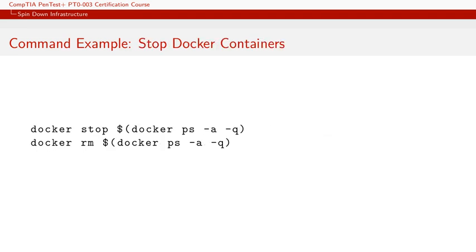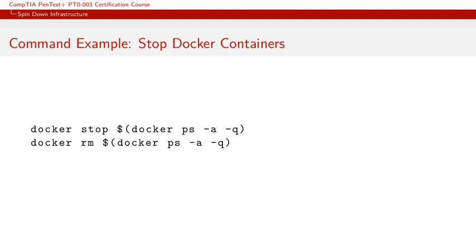Now let's look at stopping Docker containers. This is a key step when spinning down infrastructure to ensure that no unnecessary resources are running and incurring costs. The example commands provided are docker stop $(docker ps -a -q). This command will stop all running Docker containers by identifying the container IDs using docker ps.